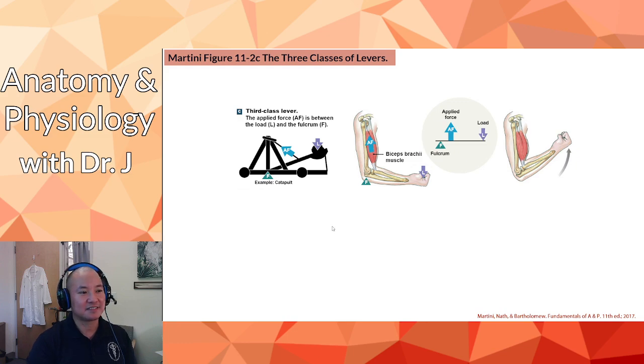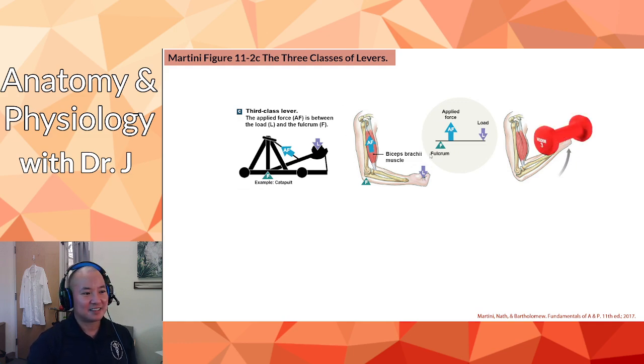Now, third class lever. In the first class lever, we had the fulcrum in the middle. In the second class lever, we had the load in the middle. Now in the third class lever, we have the force in the middle. So at one end we have the fulcrum, at the other end we have the weight, the load, but we have the force, the muscle, in the middle. And actually, if you took all of the muscles in your body and chose one at random, chances are it'll probably be a third class lever. Most of the muscles in your body are third class levers.